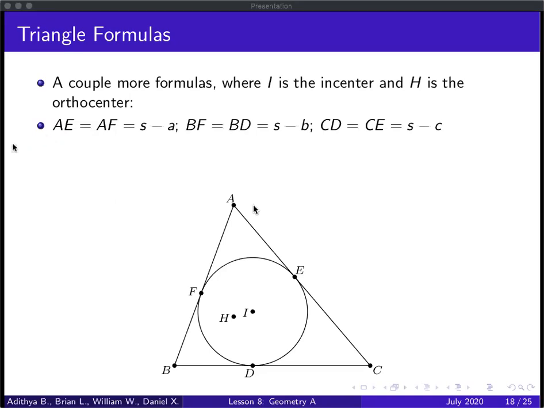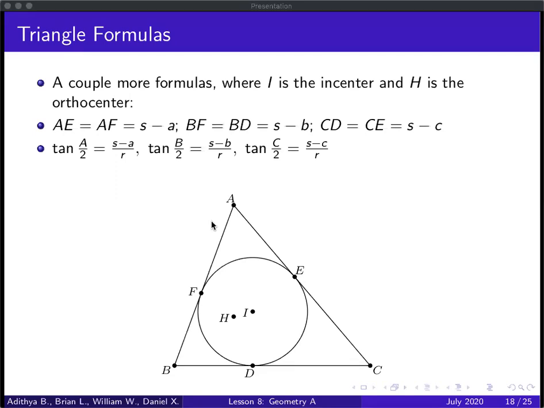We also have a couple of the tangents of the half angles. So tangent of half A is equal to R. That should be a typo. We should have R up top. So tangent of half A is R over S minus A. You can prove that just by looking at triangle AIF, which is right.